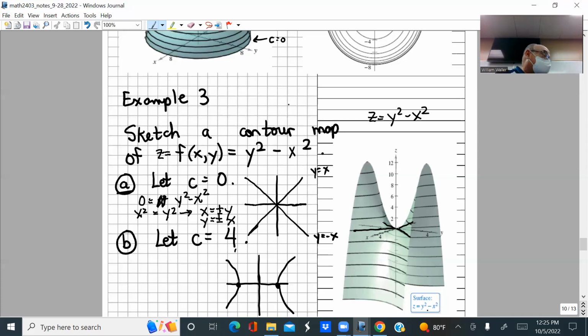Now it gets a little bit more fun when you pick different values for z other than 0. So here's with c equal 4. So you get 4 equal y squared minus x squared. And now you have to dig through your pre-calculus memory to think about what is the curve y squared minus x squared. All right. That is, it's not a circle, right?